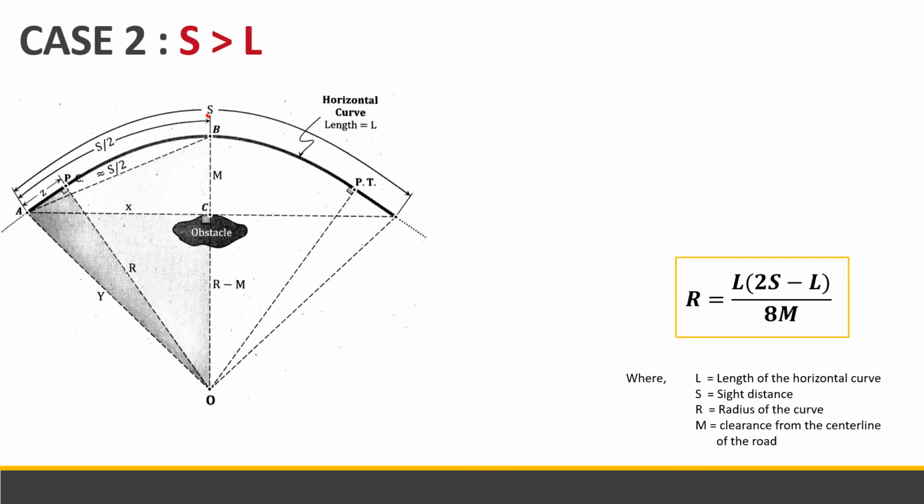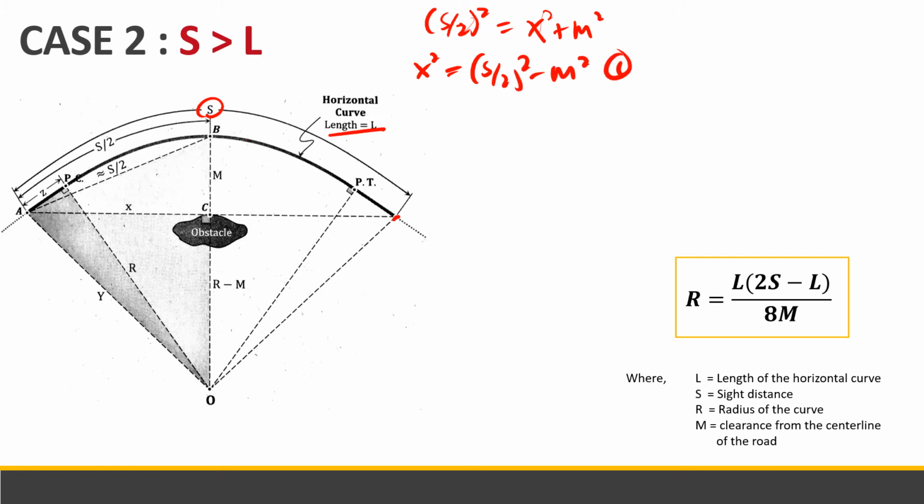For case 2, S is greater than yung length ng curve natin. So A to this point is the S and L is PC to PT. So clearly, mas malaki yung S natin. So considering triangle ABC, so S over 2 squared is equals to x squared plus m squared. So x squared is equals to S over 2 squared minus m squared. That is our equation 1.